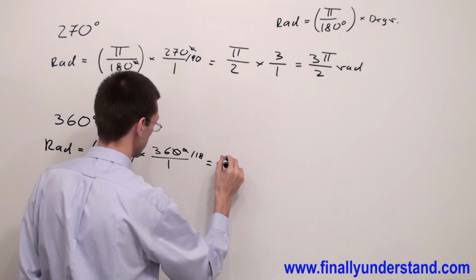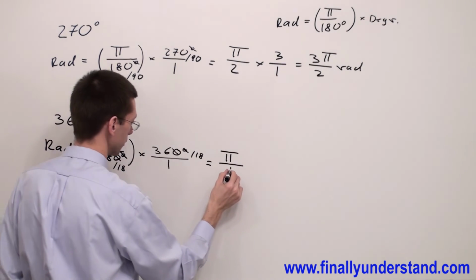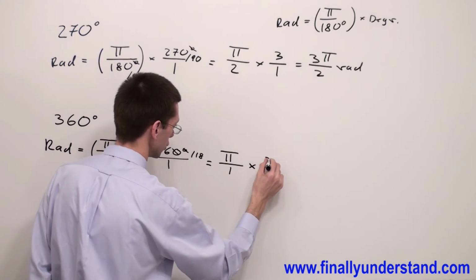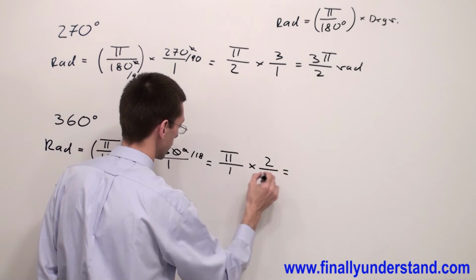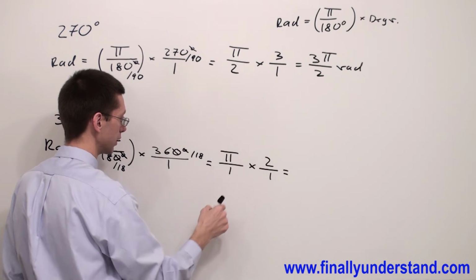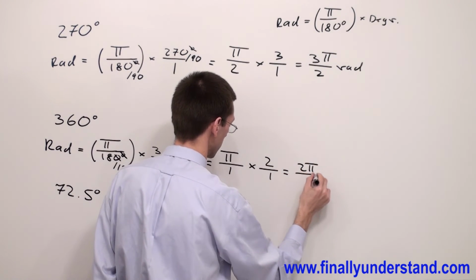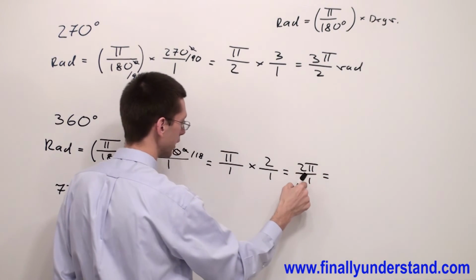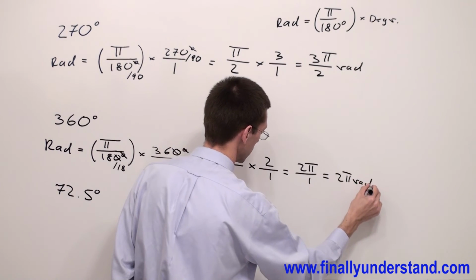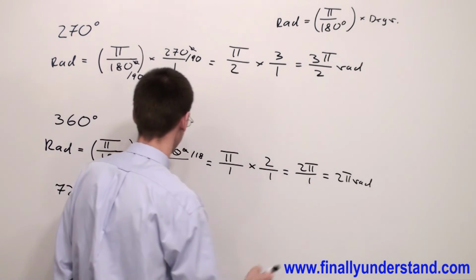That's why I'm going to have pi over 18 divided by 18 is 1, times 36 divided by 18 is 2 over 1. Next, multiply two fractions, numerator by numerator, denominator by denominator. Pi times 2 is 2 pi over 1. 2 pi divided by 1 is equal to 2 pi radians. 360 degrees is equivalent to 2 pi radians.